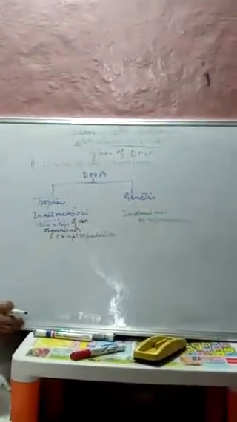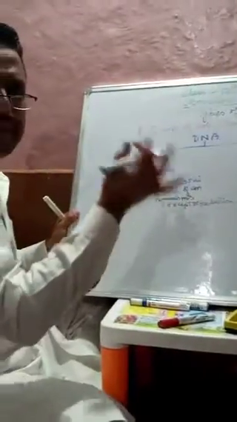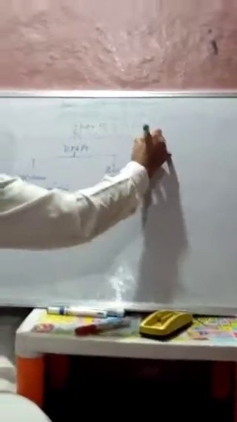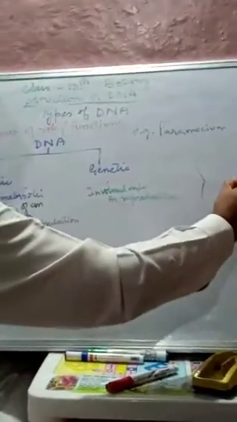Now this type of DNA is not found in the higher organisms. It is mainly found in the lower organisms. For example, we have an example, that is paramecium. If you know the structure of paramecium, it is a unicellular organism.